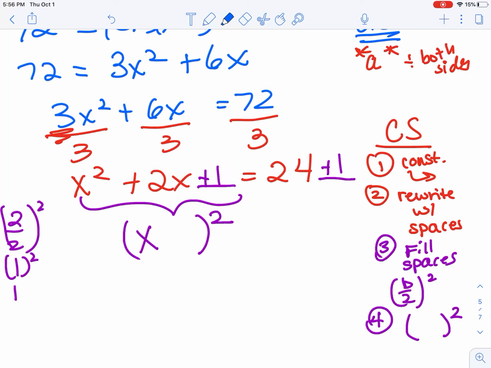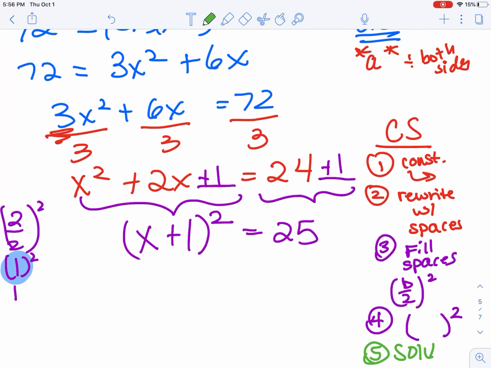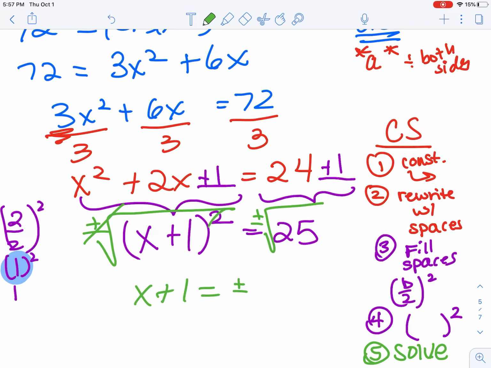So here we go. Here's our perfect square. We know x squared is just x squared, right? And whatever I had here before, I squared it goes inside right here, which is a positive 1, so we write plus 1. And now we're going to simplify the other side, which is 25. Last step, we're going to solve. And we're going to square root both sides. Cancels, we get x plus 1 equals plus or minus 5.